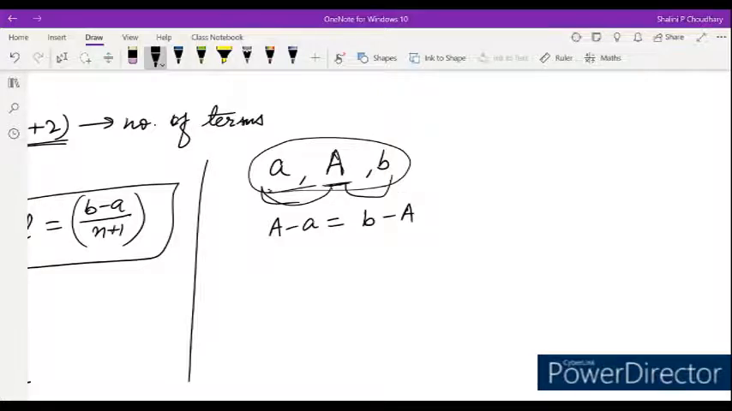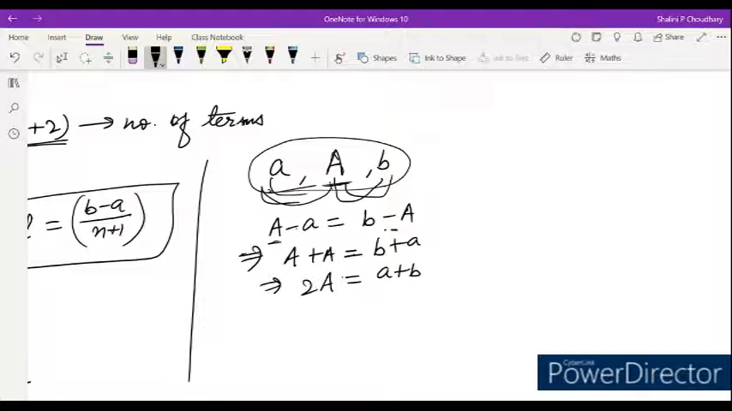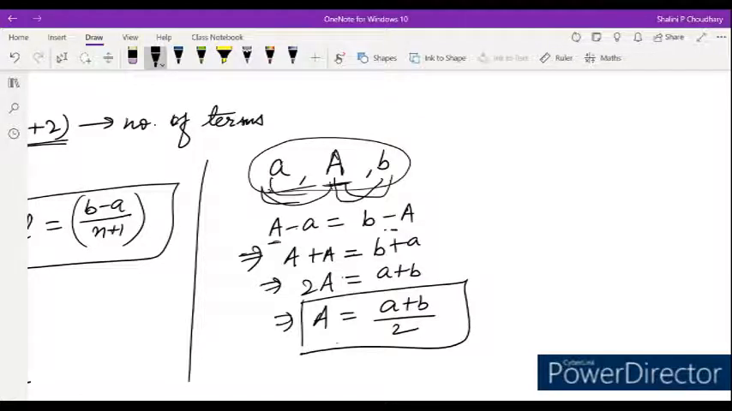Why? Because the common difference: we added it to a and got this one, and adding the common difference to this A we will get b. So this A and this A will keep together. A plus A will be equal to b plus a. It means 2 capital A is equal to a plus b. Then A will be equal to a plus b upon 2. Okay, so this is the arithmetic mean.